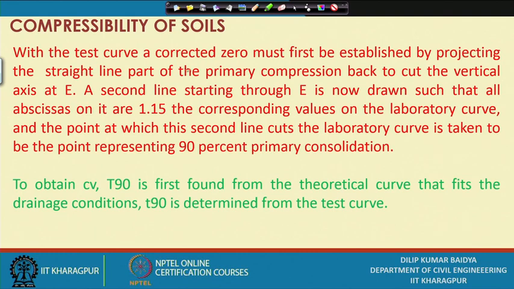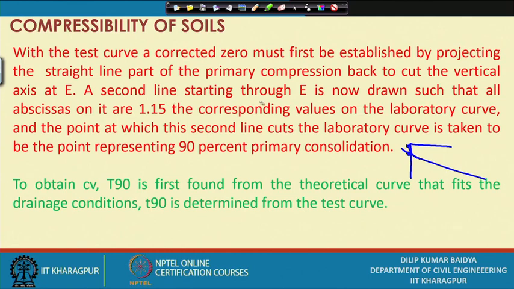With the test curve, a corrected zero must first be established by projecting the straight line part of it. So, if you have the curve like this, you extend the straight portion. Though the curve started here, you can consider the start of consolidation here. The line of the primary compression back cuts the vertical axis at E. So, this is the point E.